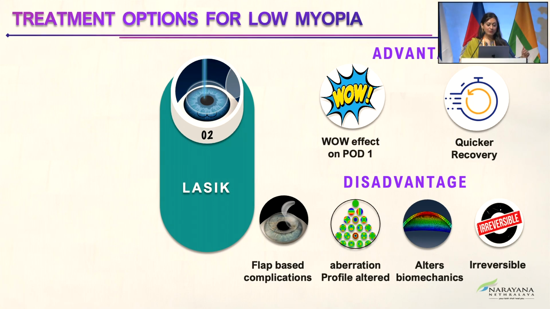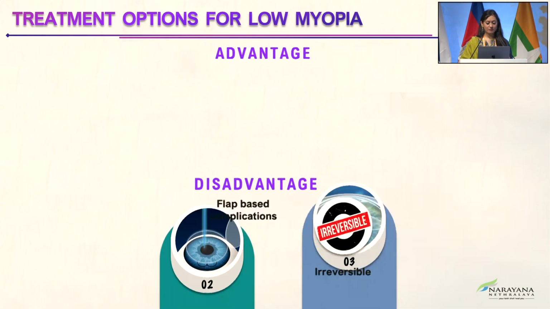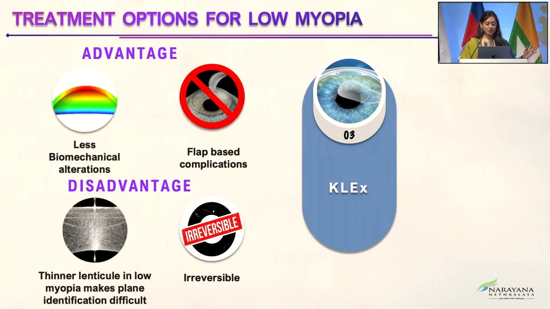It's a flap, so it drops your biomechanics by at least 20%, and then further based on the refractive error you correct. Low refractive error correction, lesser change; higher refractive error correction, more change. And one thing you have to understand is it's irreversible. So if tomorrow your patient is unhappy, you have to deal with the patient and give them the best possible option, but it's irreversible.